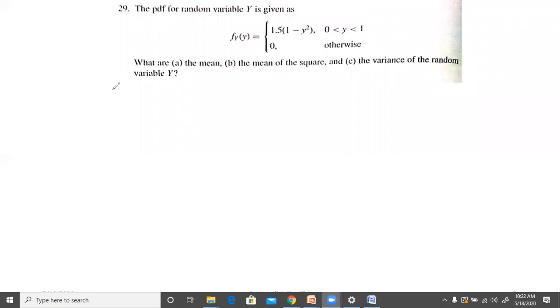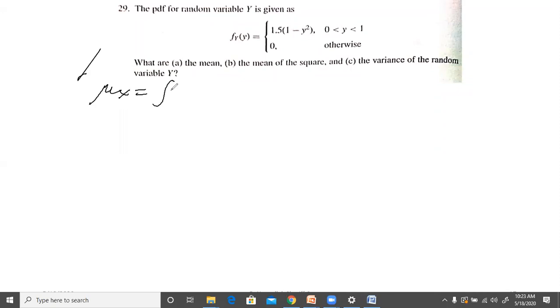So now we are given f(y) here in this example. Given f(y), that is the PDF we are given, we need to find the mean, the mean of the square, and the variance of the random variable. So we have the mean to be found. The mean is definitely just the value mu x, and that turns out to be the integral of x f(x) dx.